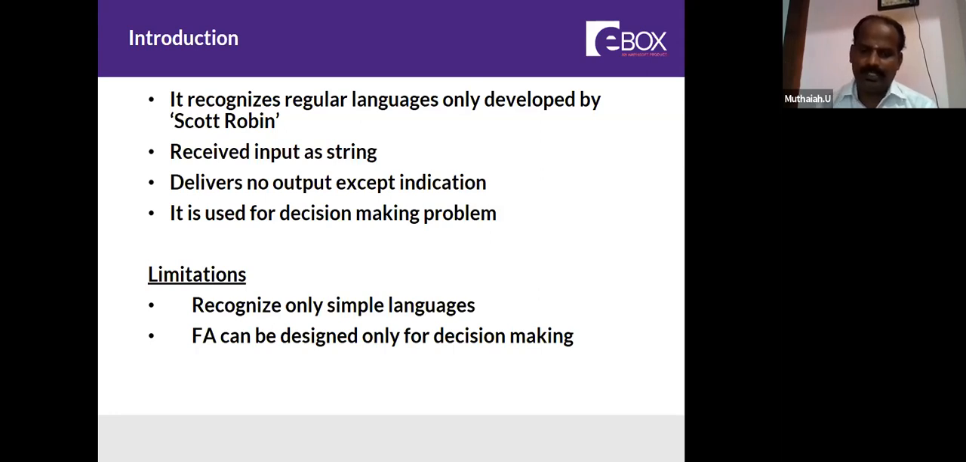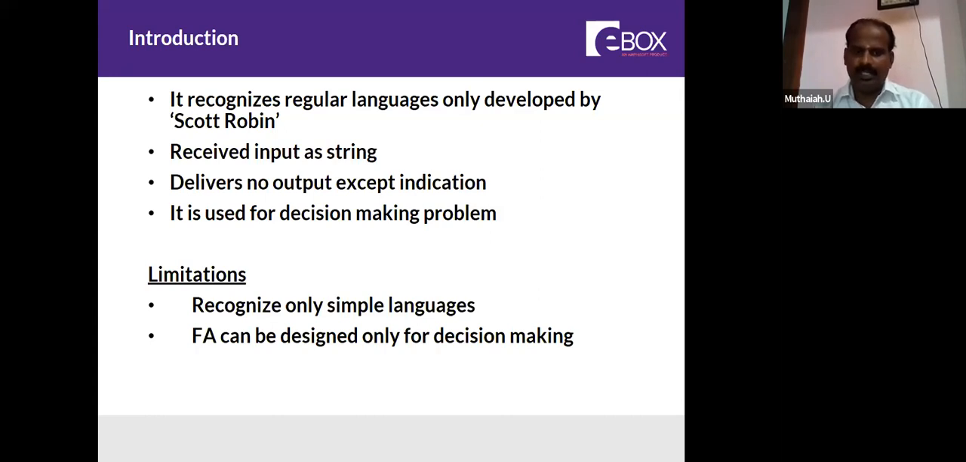If it reaches the final state, then the particular language is accepted. That is decision making. Otherwise, you cannot take a decision because it has not reached the final state. Then it is not a recognized language. So that is the importance of finite automata, which will help you to take decisions on the languages.